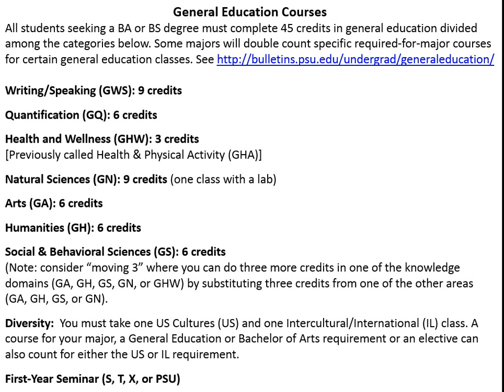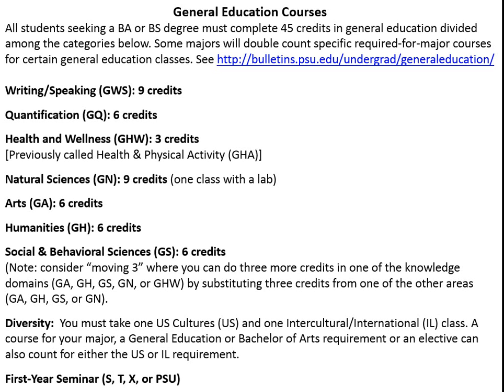Penn State requires all students seeking a baccalaureate degree to take 45 credits of general education courses. Every student must take a certain number of credits within each category to complete the general education, or Gen Ed, requirement. The Move 3 option allows you to take 3 fewer credits in one area, either arts, humanities, social and behavioral sciences, or natural sciences, and take 3 additional credits in another, either arts, humanities, social and behavioral sciences, natural sciences, or health and wellness. In addition, you must take 2 diversity classes, one class designated as U.S. Cultures, and another class designated as International Cultures.